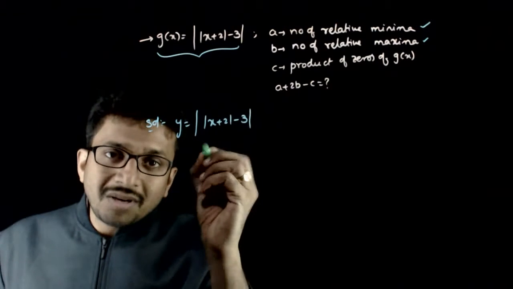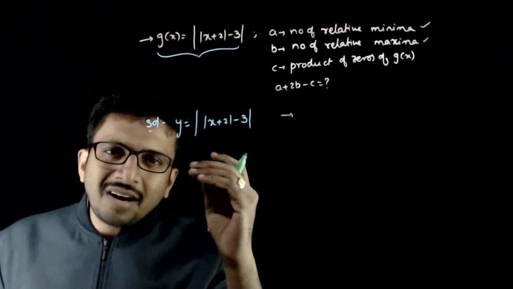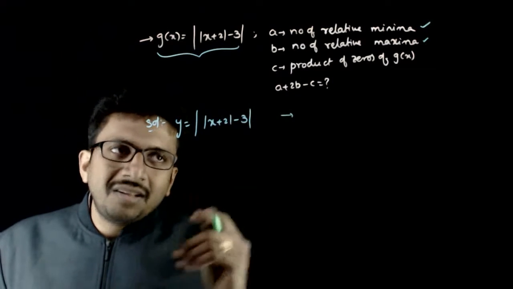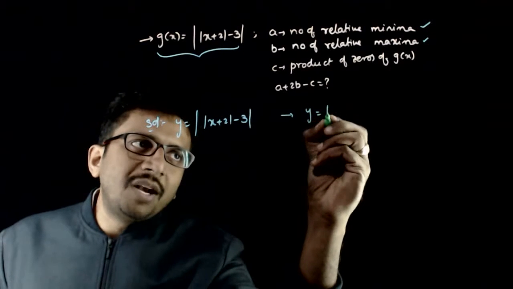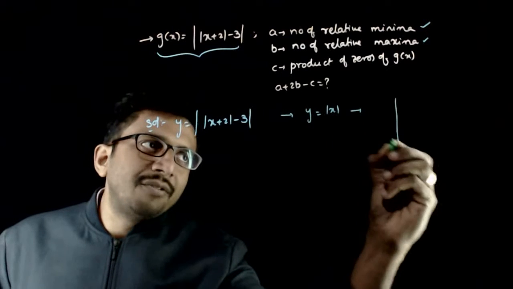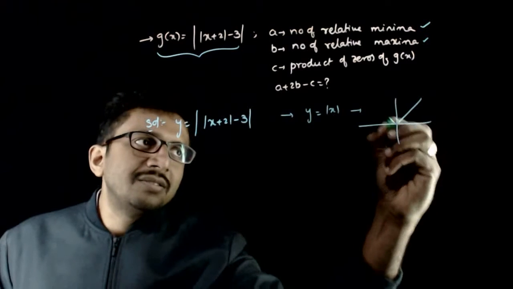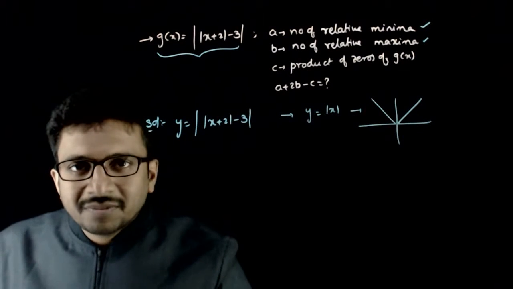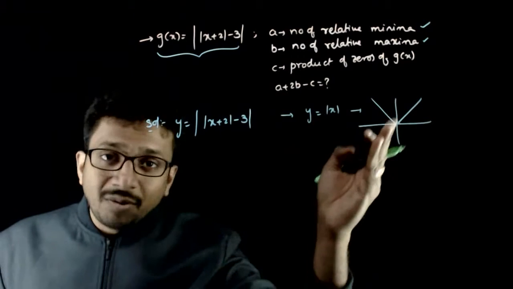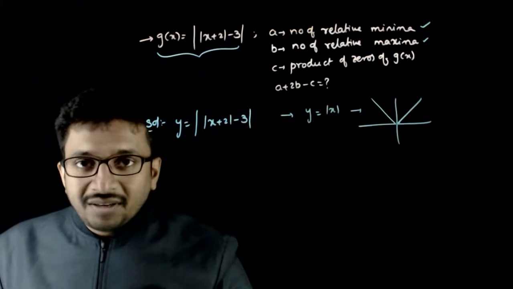So first, what is this made up of? Let me go systematically. First, y is equal to mod x. I know what the graph of y equals mod x looks like. So this is the graph of y equals mod x, with lines going at 45 degrees.